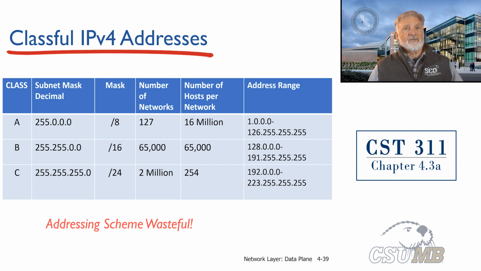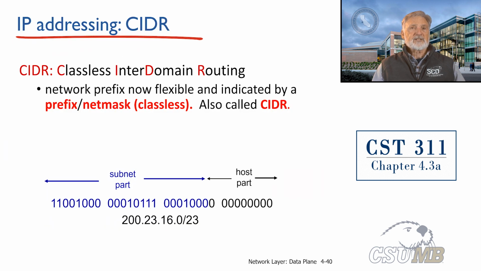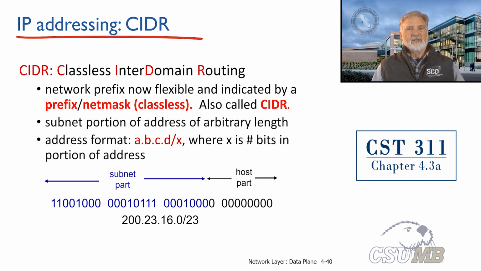This subdivision of IPv4 address space was very inefficient. The IPv4 classes have now been superseded by classless interdomain routing, also called CIDR, C-I-D-R. With CIDR, the subnet portion now can have an arbitrary length.